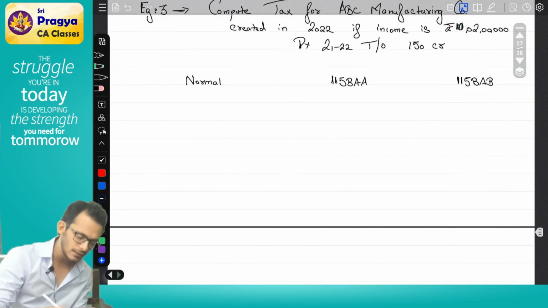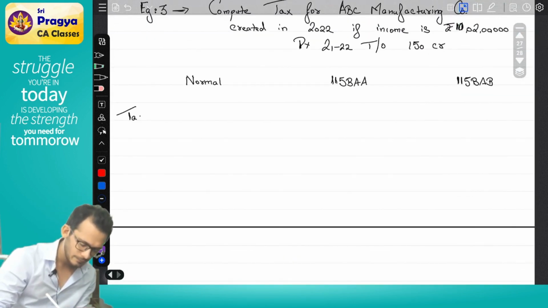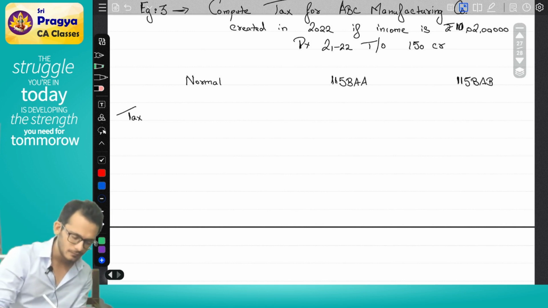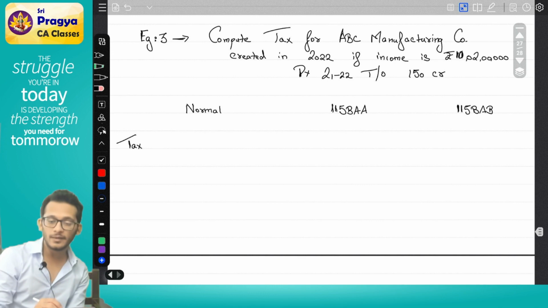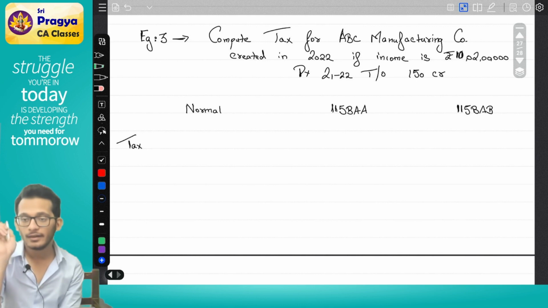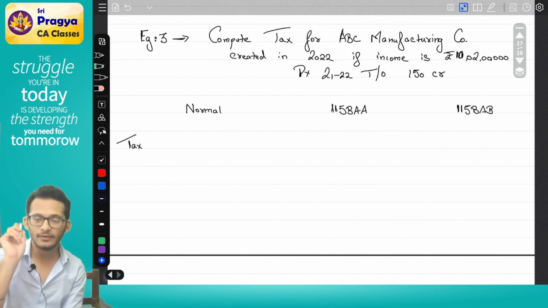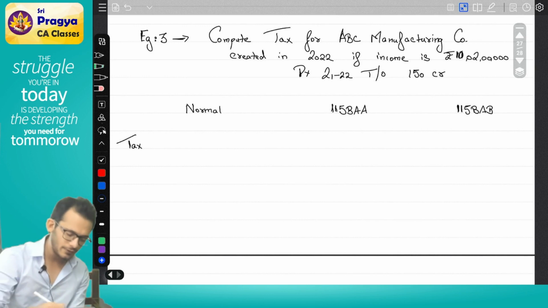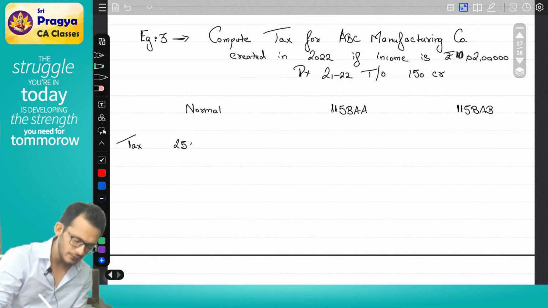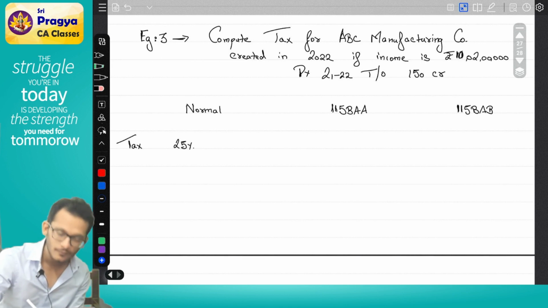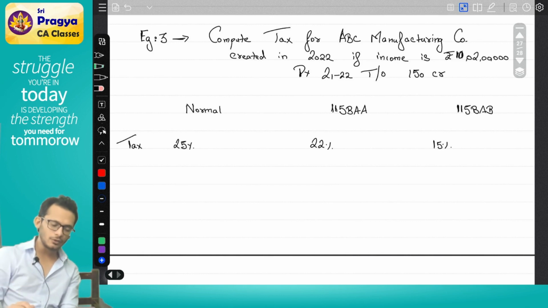What to do first? Starting from tax. For normal regime, what is the tax rate, 25 or 30? It is 25. Why, Rahul? Because my turnover is 150 crores. Under 115 BAA, tax rate is 22. Under BAB, tax rate is 15. Give me the numbers: 10 crore 2 lakhs into 25%, into 22%, into 15%.